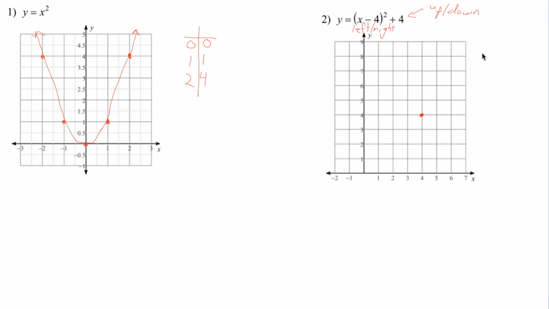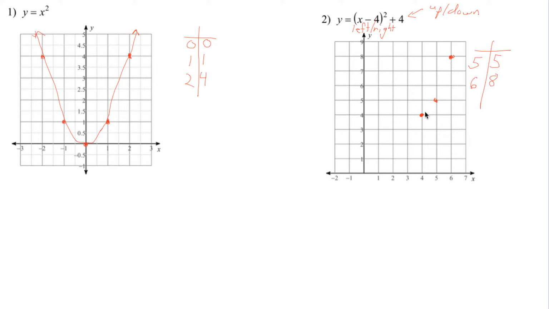And so we will plug in 5. And we could just think through this. 5 minus 4 is 1. And that 1 squared is 1 plus 4 is 5. So we have a point at 5, 5. And then let's plug in 6. 6 minus 4 is 2. 2 squared is 4. Plus 4 is 8. So we get 6, 8.